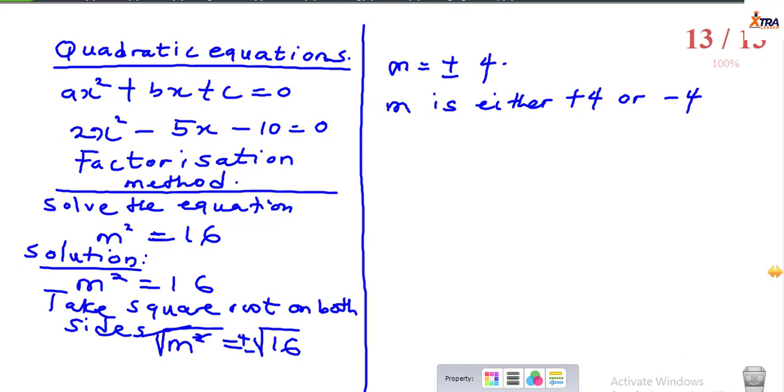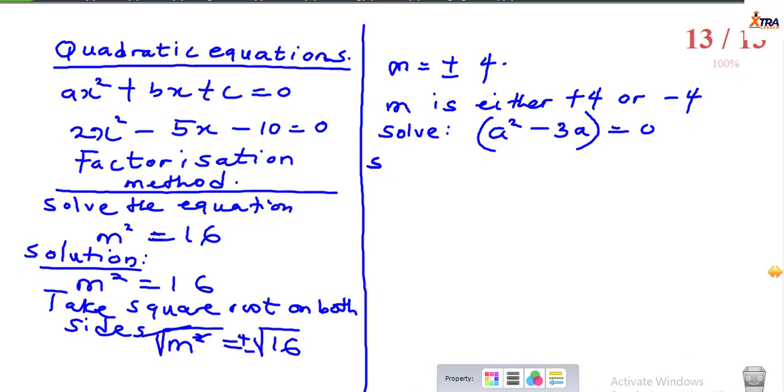But what if you are asked to factorize an expression, or an expression that is already factorized, and you are asked to solve it? Take a look at this now. Let's assume we have: solve the expression a squared minus 3a, or in brackets like this, equals 0. And you are asked to solve the question. So what do we do here?